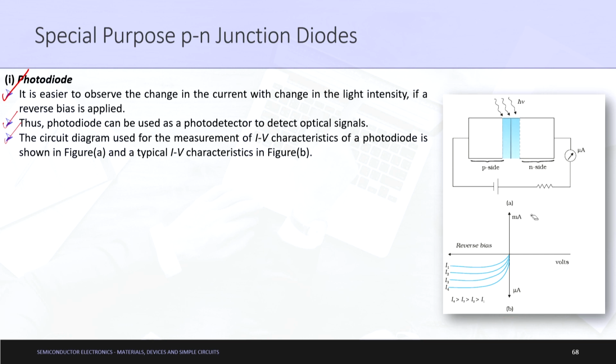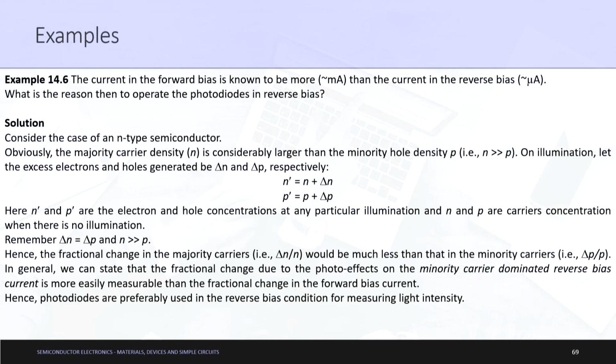So we have understood two different diodes till now. One was the Zener diode, the second was the photodiode. Till now both of them were in reverse biasing only. Now let us understand one of the examples related to these topics. The example says that the current in forward bias is known to be more than the current in reverse bias. This is a concept which we know quite well.